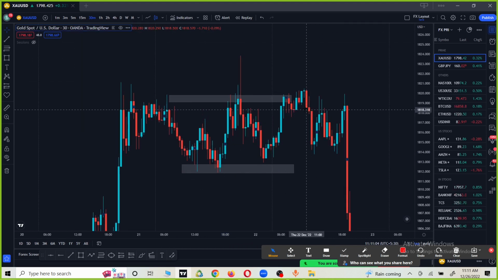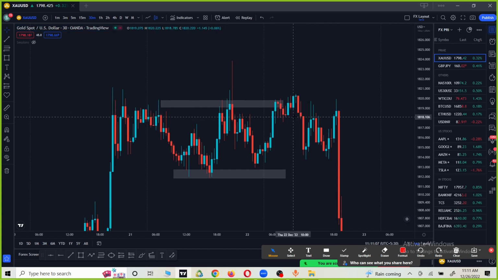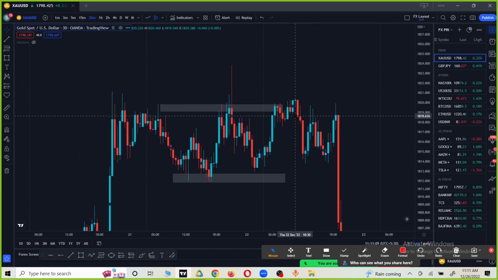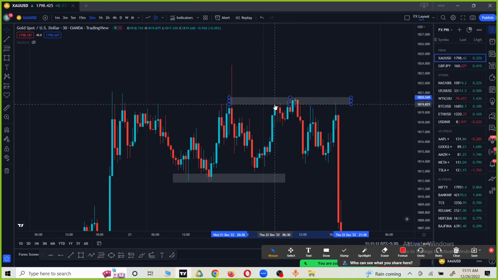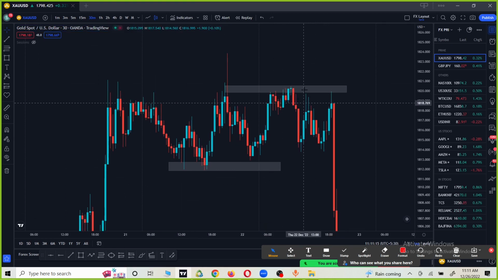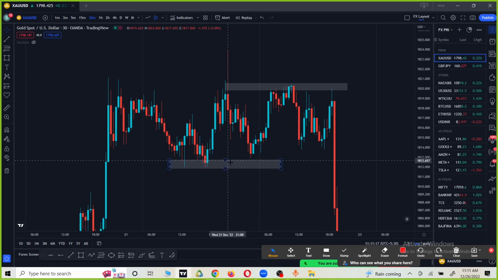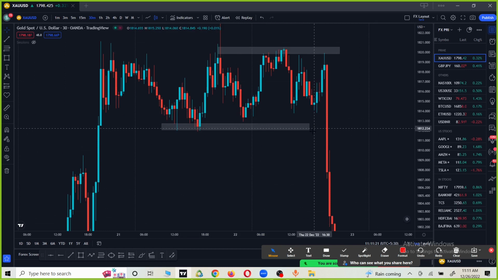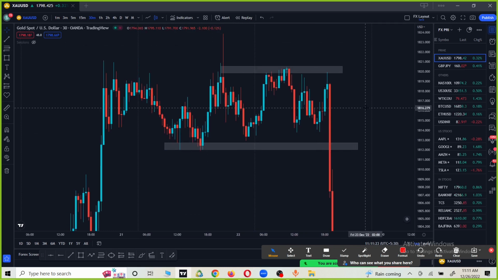I come to the charts around this time, and by that time price had already made that high. As we can see, we already have a low here. So we have the high and we have the low, and price didn't give us a break and close above the high or below the low.